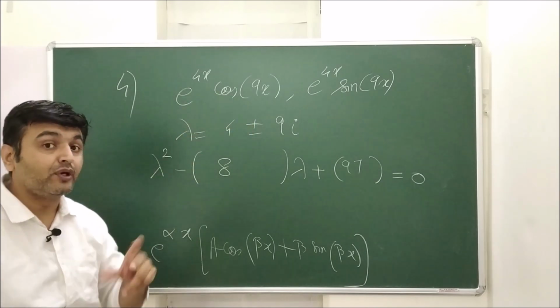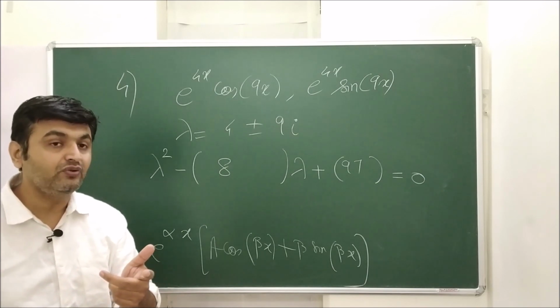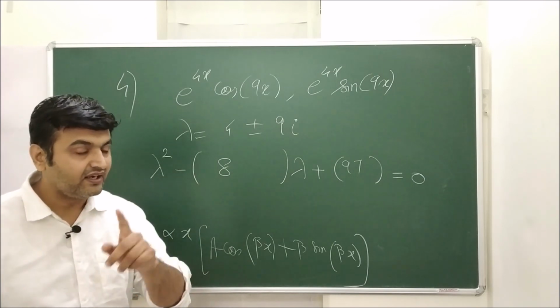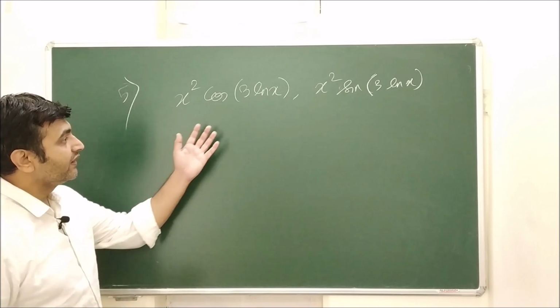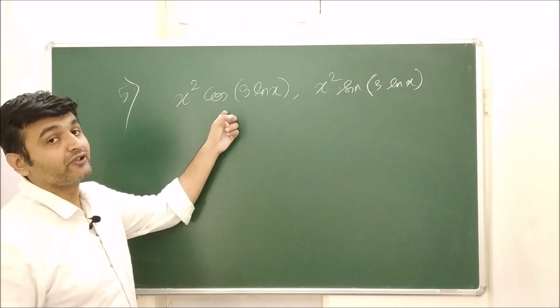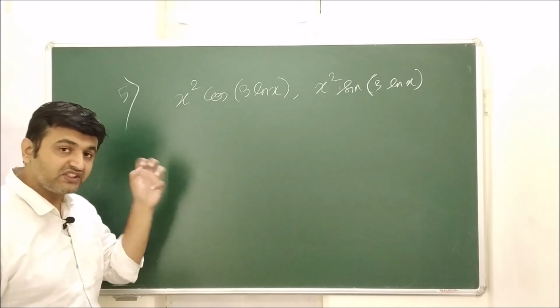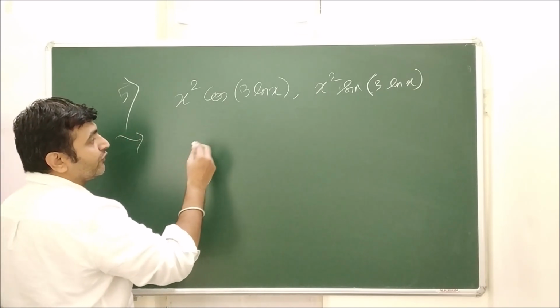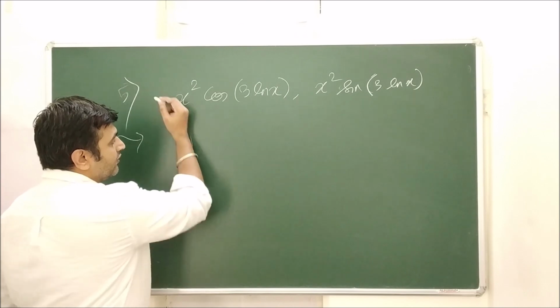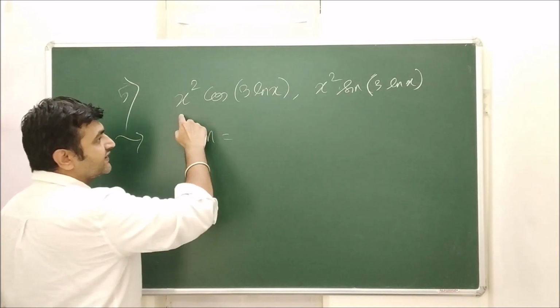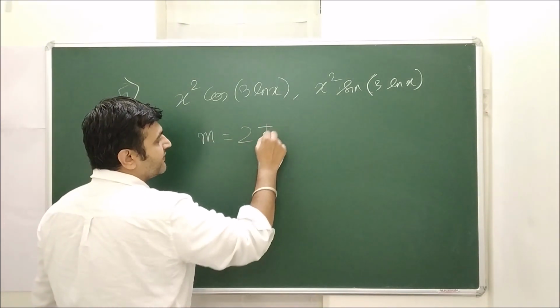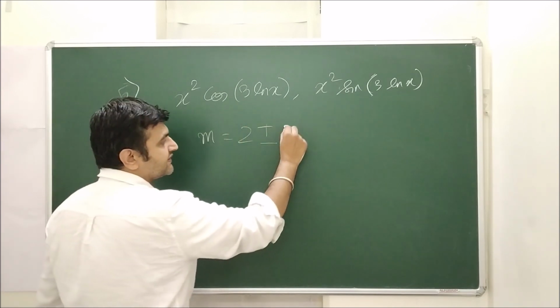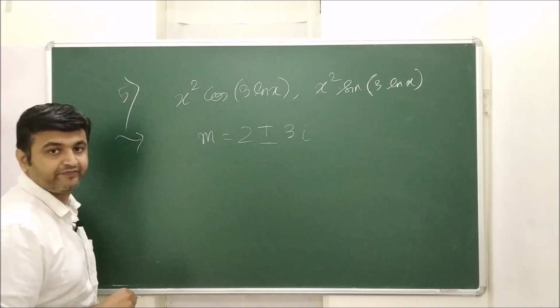If you have the product of polynomial and cos, then what will you do? As I wrote earlier, Euler-Cauchy. Here you have a product of polynomial and trigonometry. Earlier it was exponential and trigonometry, here it is polynomial and trigonometry. So what are your roots? Your m is x raised to real part plus minus imaginary part into ln x. So this is plus minus 3i.